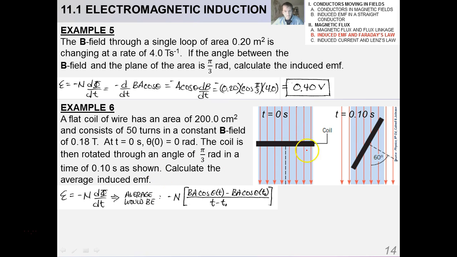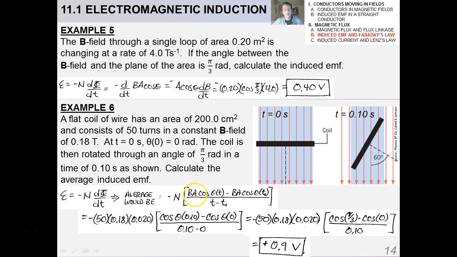Well, first of all, using Faraday's law, the induced EMF is negative N d phi by dt. The average would be negative N times the flux at t minus the flux at t naught, divided by the difference between those times. So if you plug in all the numbers, you get plus 0.9 volts.